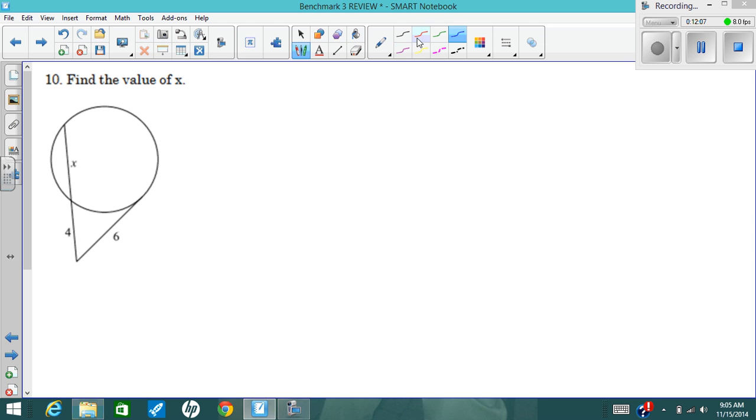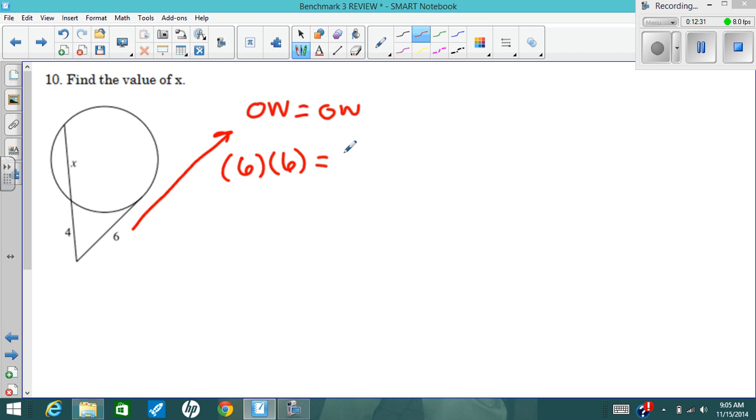Here we have a case where we have segments labeled. So this segment is 4. This segment, this is a tangent segment, is 6. The secant segment is broken into 4 and x. This is an outside times whole equals outside times whole problem. For the tangent, the outside and the whole are both 6.